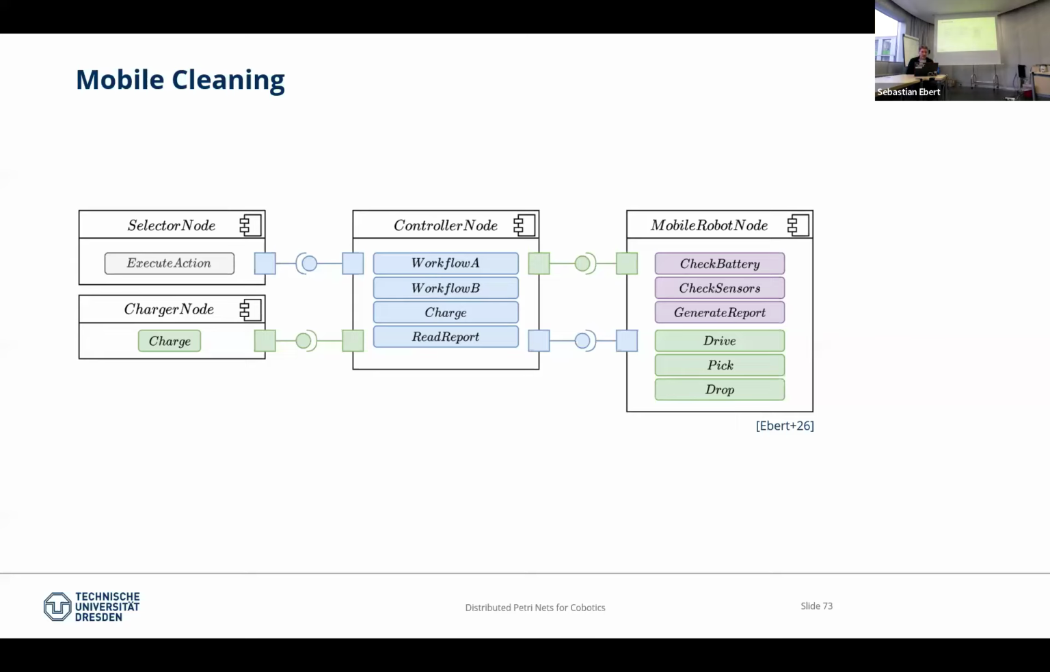anything else. And this robot also basically provides services for driving, picking, and drop. So it's a low-level API. So that's the essential idea. And for charging and selecting, we have our own nodes again.